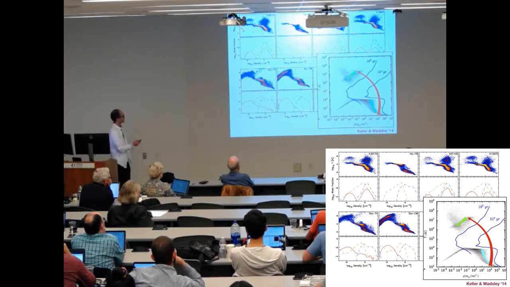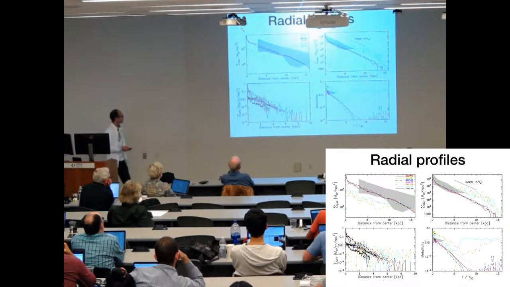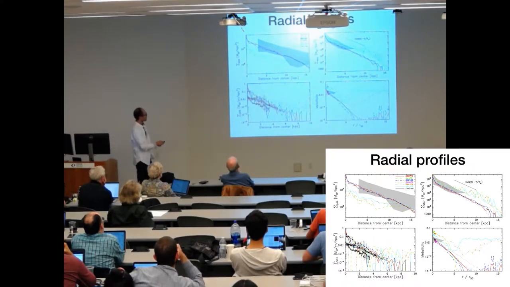So this gas over here might be a little bit unphysical, being at high density and this high temperature. But I think we just don't have enough resolution over here right now. Okay, so radial profiles of the gas. These should be gas density profiles as a function of distance from the center.